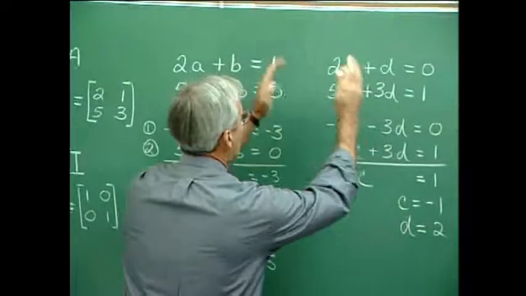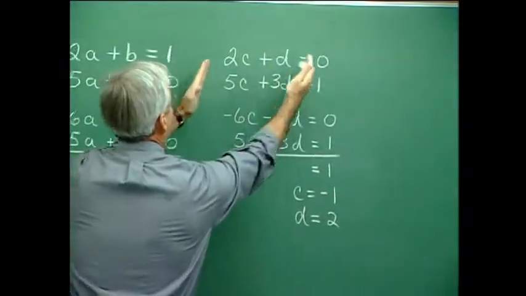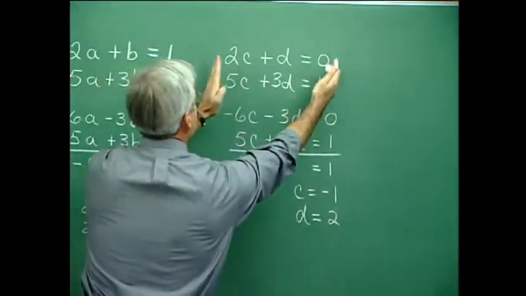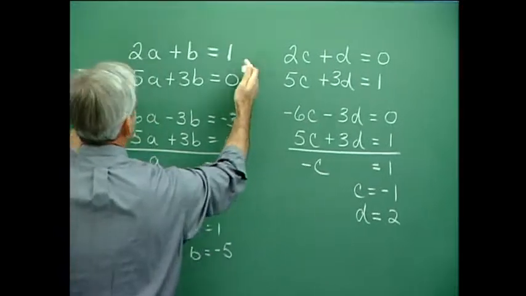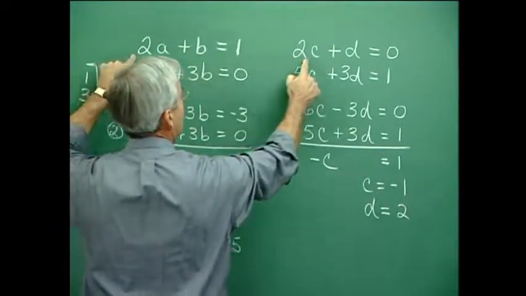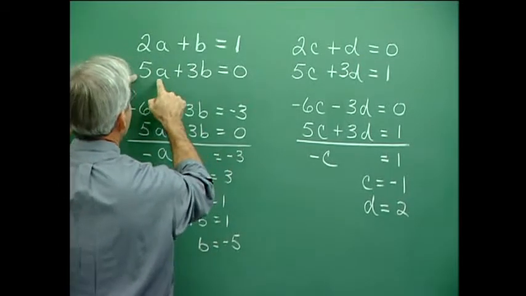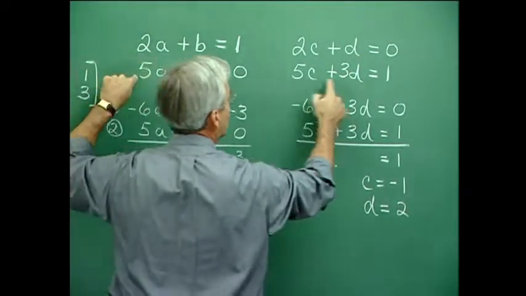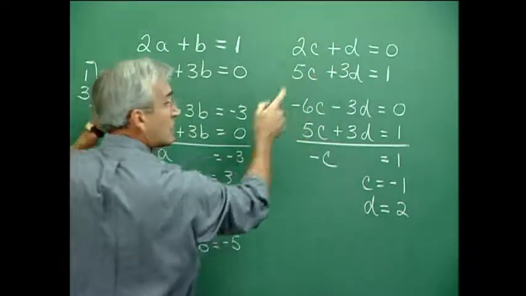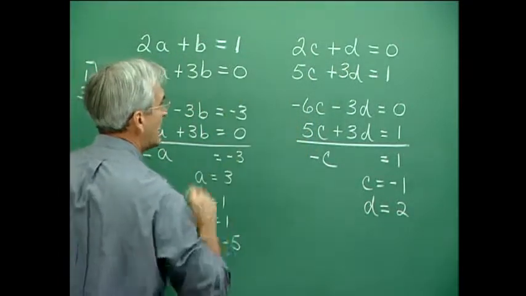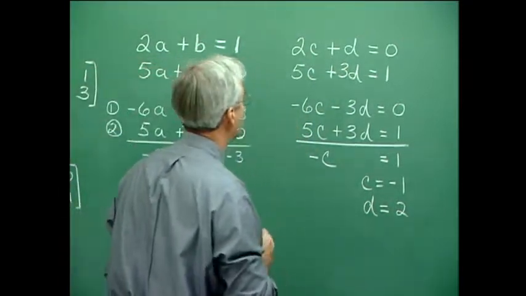Now, in looking at this, though, I want to make sure we see a comparison of these two. And that's kind of important. We see that 2A plus B is here, 2C plus D is here. 5A plus 3B, 5C plus 3D. Notice the coefficients are the same in both of these. All right, that's going to be a little bit important in just a few minutes.